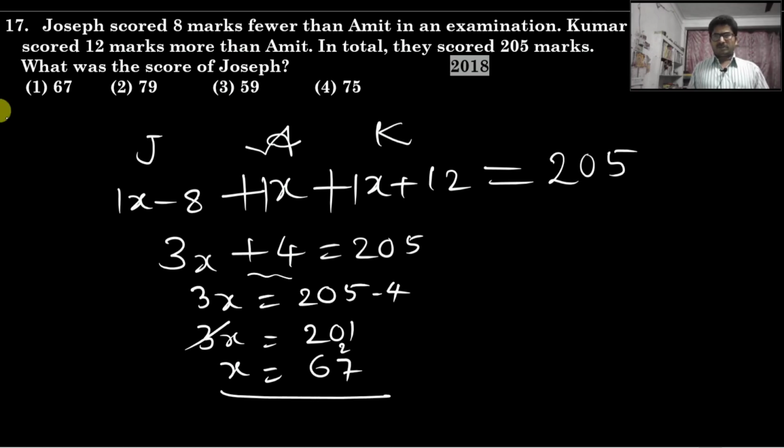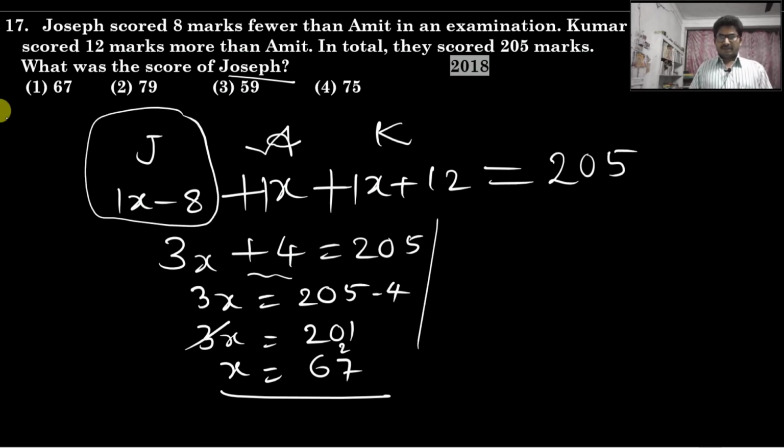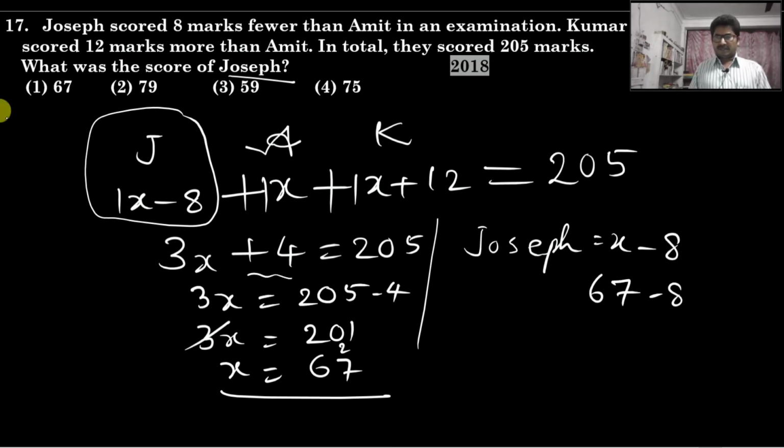So X means Amit's, but here we have to find Joseph. Joseph's marks means X plus 8. We have to find Joseph. So X plus 8. Option 3.